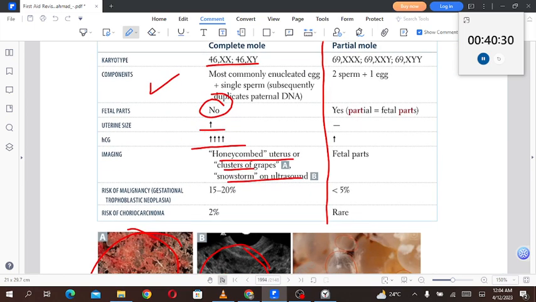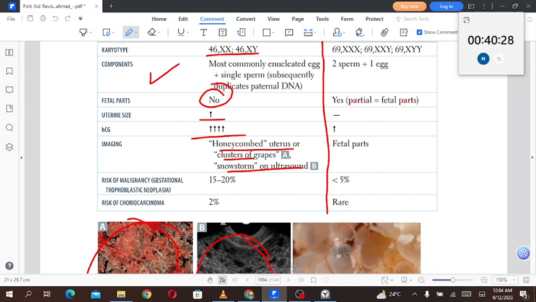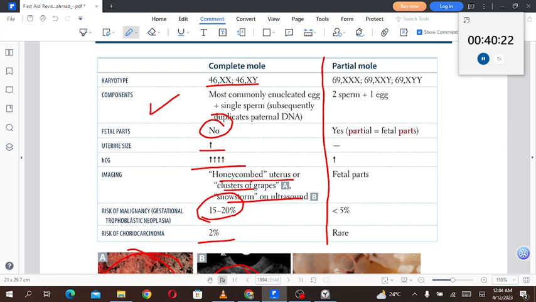Then we have the risk of malignancy: gestational trophoblastic neoplasia is a 15 to 20% risk, and the risk of choriocarcinoma is about 2%. In the case of partial mole, the karyotype is 69XXX, 69XXY, or 69XYY. The component is two sperms fusing with one normal egg. Fetal parts will be there, partial fetal parts, because the maternal chromosomes are present. Uterine size will be normal.